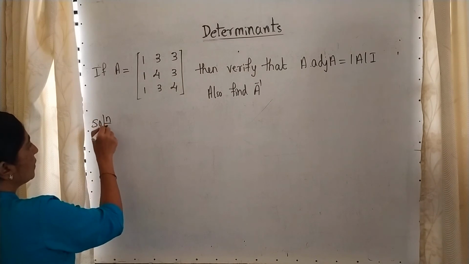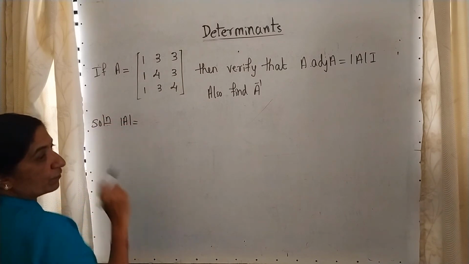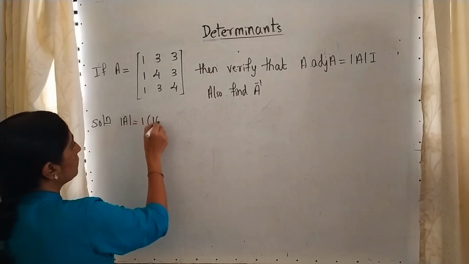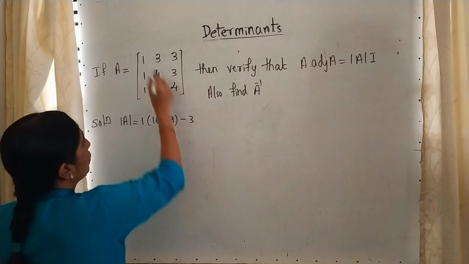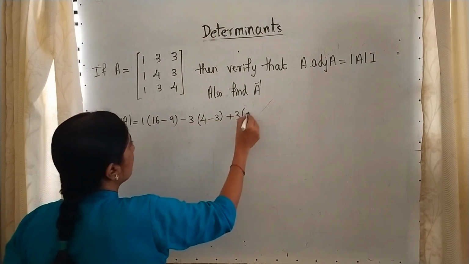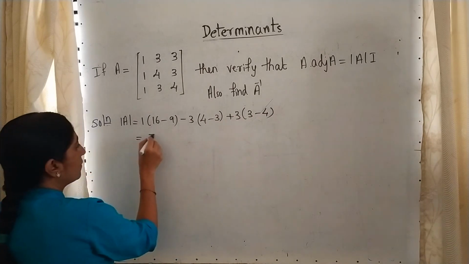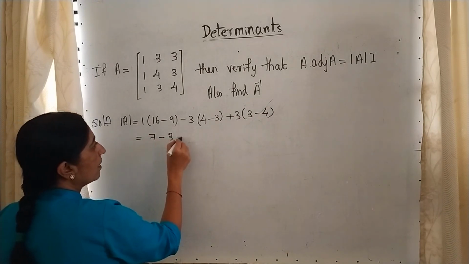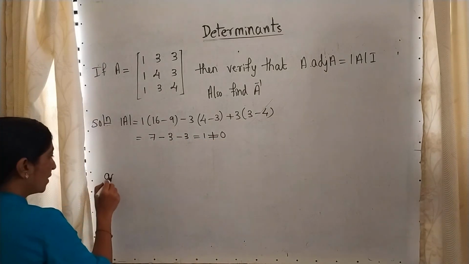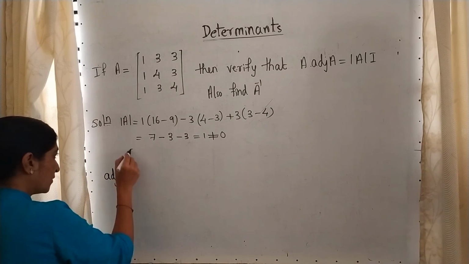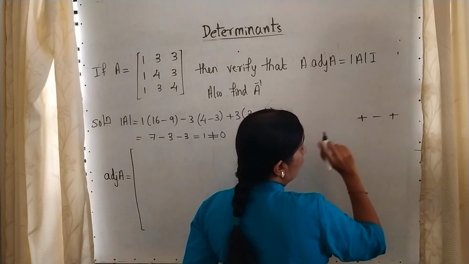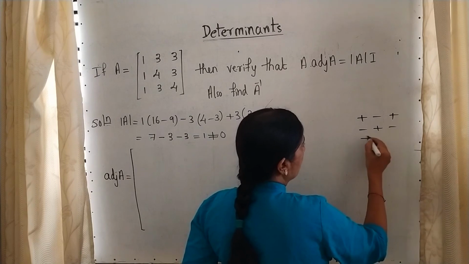So in the solution, first I am finding determinant of A. Already you are familiar how to find the determinant of a matrix of order 3. Minus 3. On the top we are writing plus minus plus. This is 7, this is minus 3 and this is minus 3, that is 1, not equal to 0. After that I am moving to the adjoint. So adjoint, for adjoint we have to refer the sign table, plus minus plus for order 3, minus plus minus, plus minus plus.